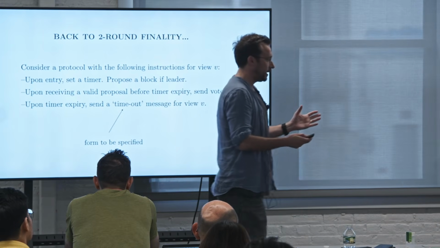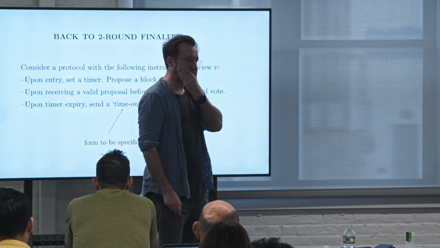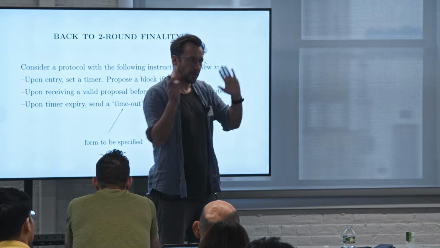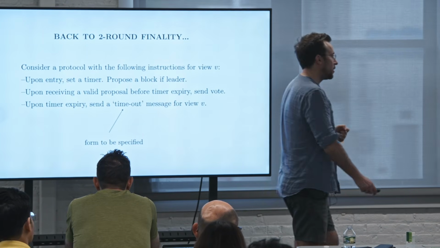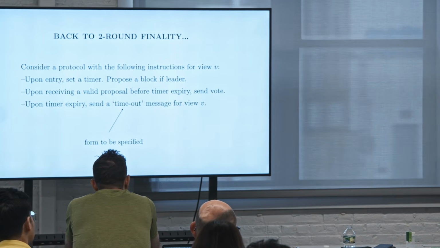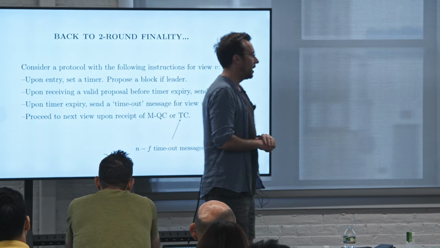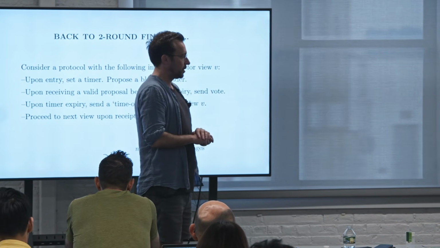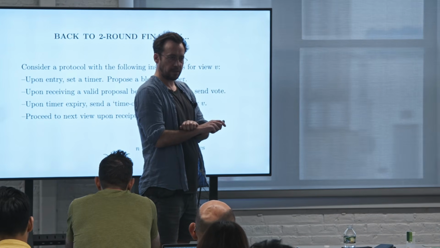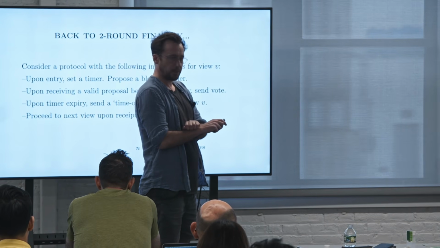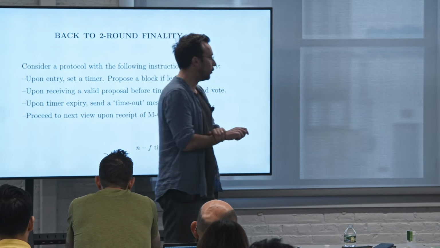Upon timer expiry, you send a timeout message for view V. Again, this is unconditional. It's not conditional on whether you haven't voted or something. Just upon timer expiry, you send your timeout message. And obviously we're going to need to specify the form of the timeout messages. Then you proceed to the next view upon receiving an MQC or a TC. Everyone happy with that? So that's your basic form.